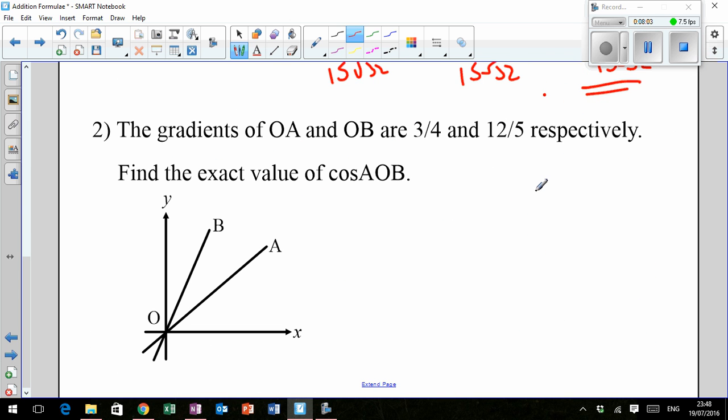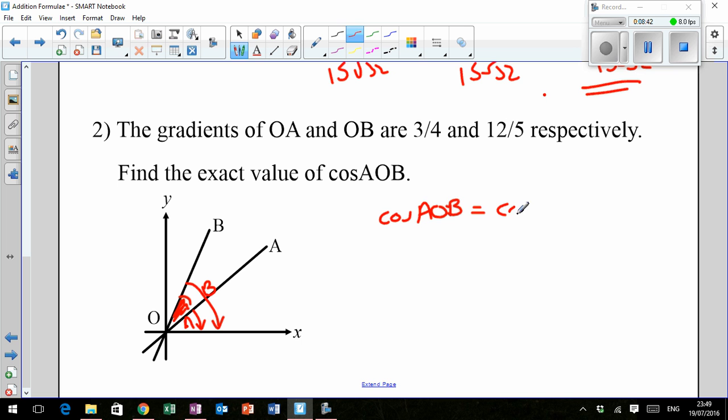Okay, and lastly, a slightly trickier question. The gradients of OA and OB are 3/4 and 12/5. Find the exact value of cos AOB. Okay, so AOB is going to be that angle in there. So cos of AOB, well actually that's going to be angle B. So the angle from there to there, take away that angle there. So let's call that whole one angle B and this small one angle A.